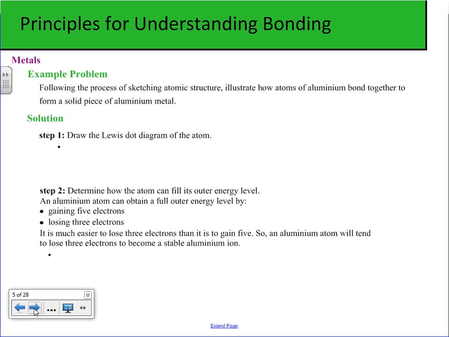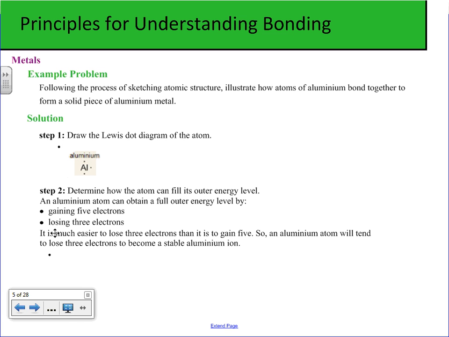So, the following process for sketching the atomic structure illustrates how atoms of aluminum bond together to form a solid piece of aluminum metal. So, for our solution, step 1, we need to draw the Lewis dot diagram of the atom, which in this case is aluminum. Aluminum has 3 valence electrons, meaning I have 3 dots around my aluminum symbol.